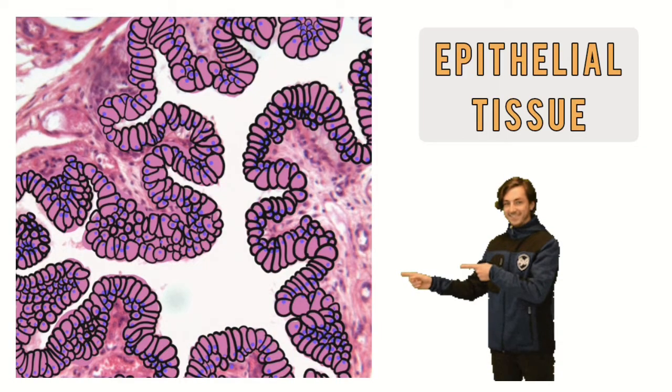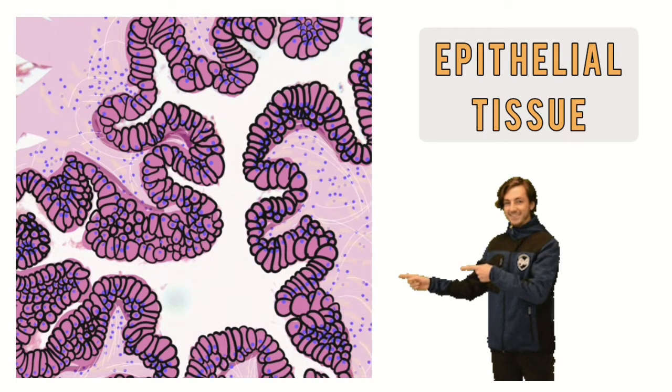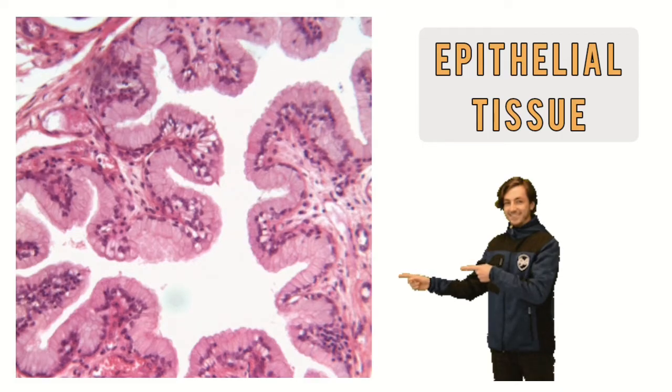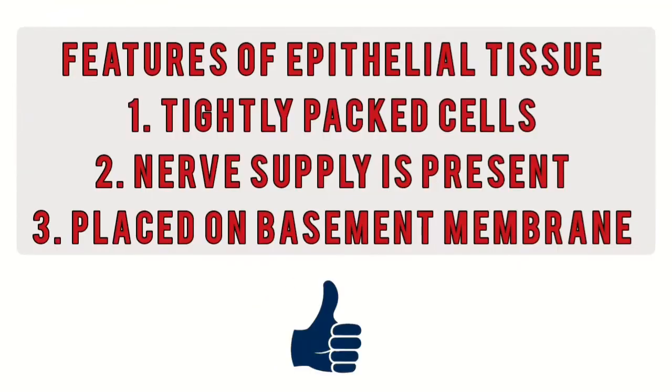Number 1, epithelial tissues. This is the tissue that lines the free surfaces, internal and external, of the vertebrate body. There are two types of epithelial tissues: simple and stratified. Simple is composed of a single layer of cells. In case of stratified epithelial tissues, they are composed of several layers of cells.